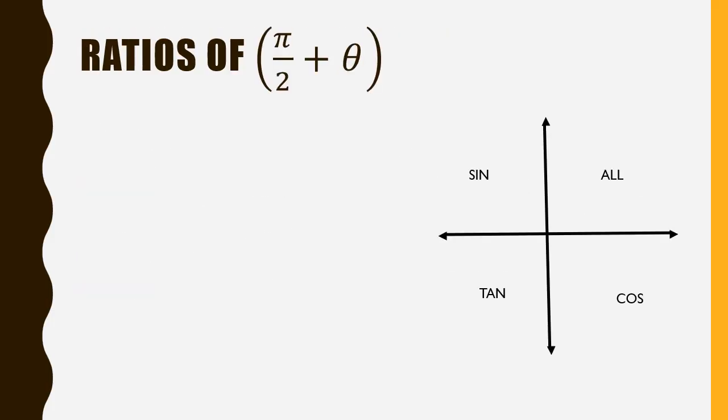Now, we remember this, right? What is it? First quadrant, all ratios are positive. Second quadrant, sine is positive, sine and cosec, correct? And third quadrant, tan and cot. And fourth, what? Cos and sec, that's right. So let's see what are the ratios of pi by 2 plus theta. Now remember, pi by 2 plus theta means it comes in the second quadrant. Okay.